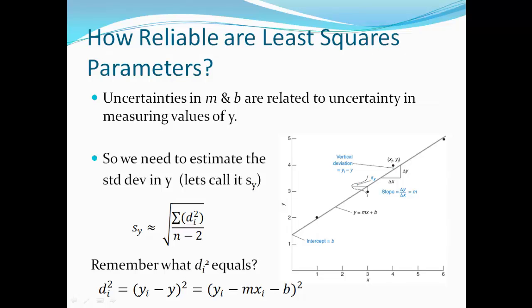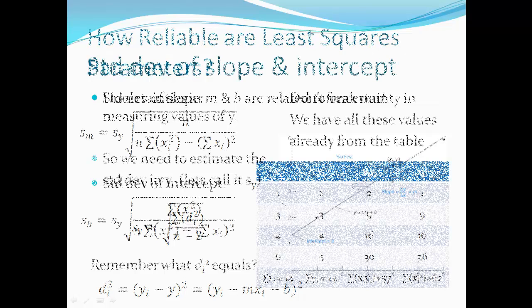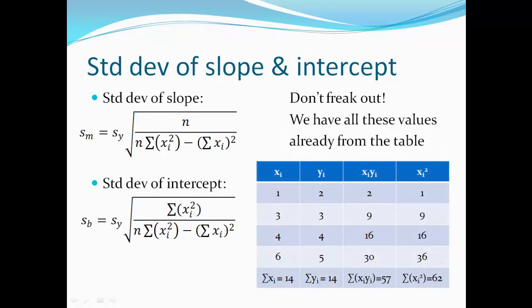But before we can plug in what yi, mxi, and b are, you have to figure out the standard deviations in your slope and in your intercept. Those are two separate equations that I'm going to show you right now. These are the individual equations for the standard deviation of the slope and the intercept. And as I wrote here, don't freak out.